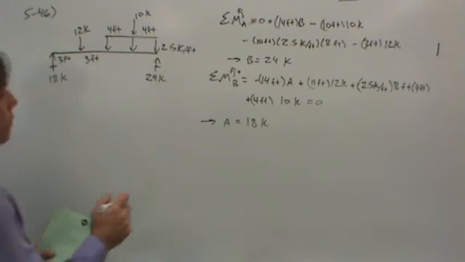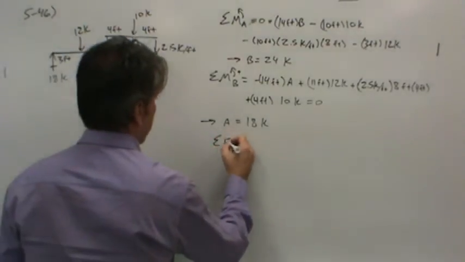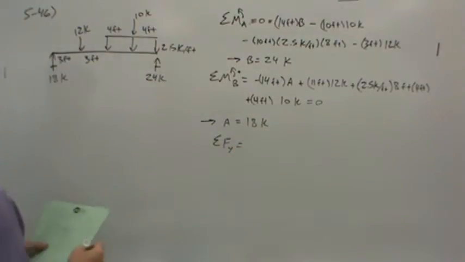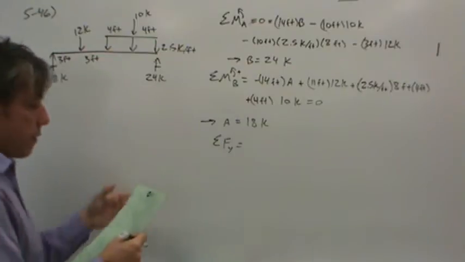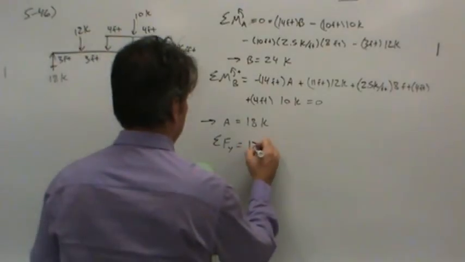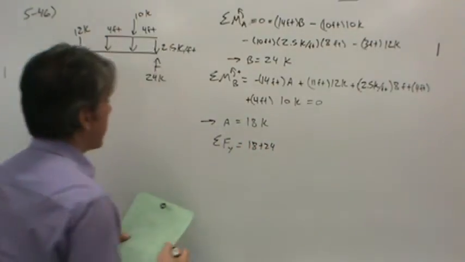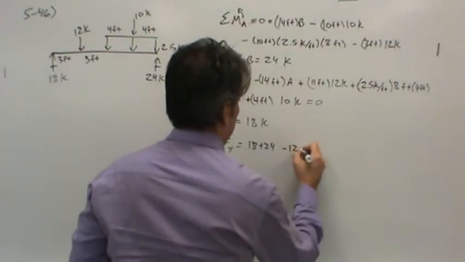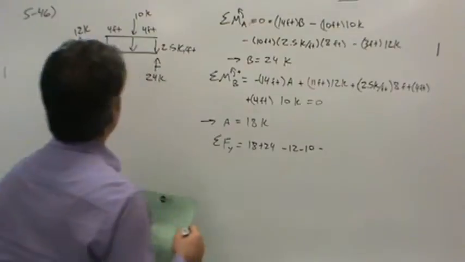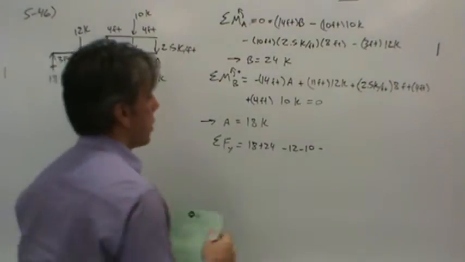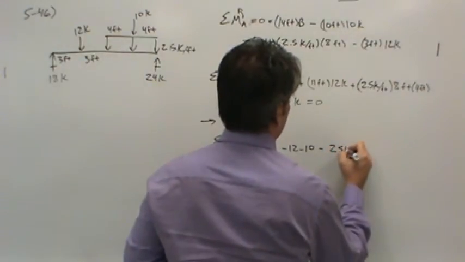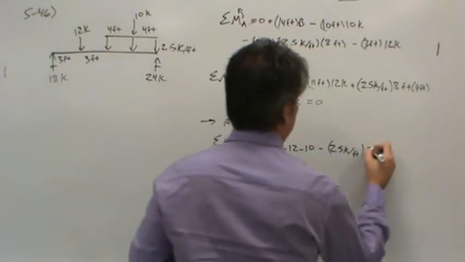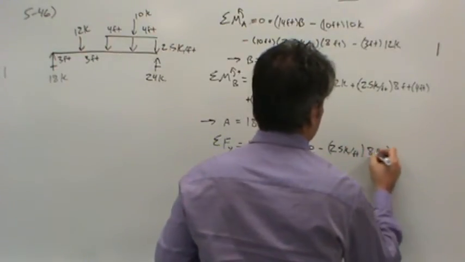Okay? Now, if we sum forces, what happens? Well, let's sum forces in the y direction. We've got 18 and 24 acting upward. We've got 12, 10, both acting downward. We also have the distributed load, which is 2.5 K per foot, multiplied by 8 feet.